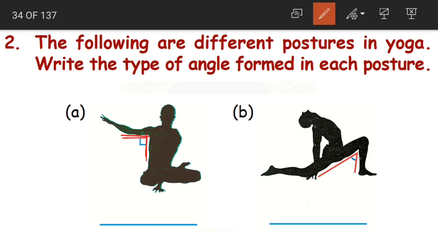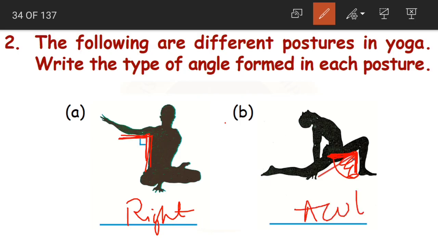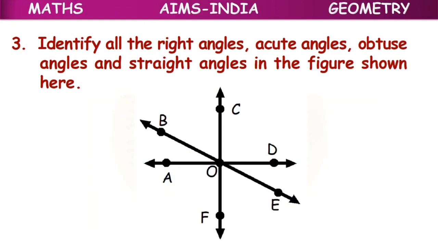As we can see here, it is in the form of an L shape. So the angle formed is a right angle. And coming to B, we can see that the angle is smaller than our right angle. So the angle formed will be our acute angle.